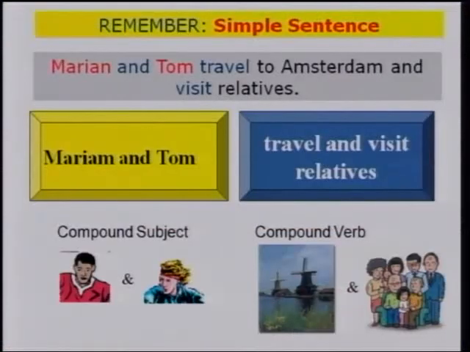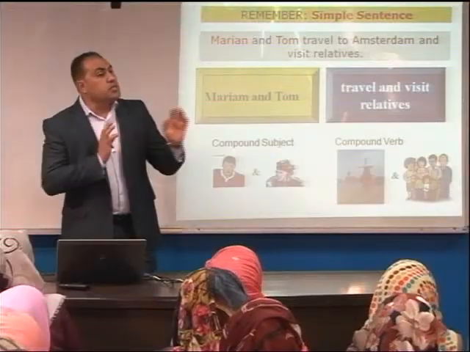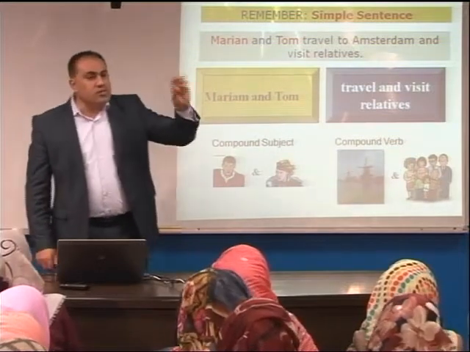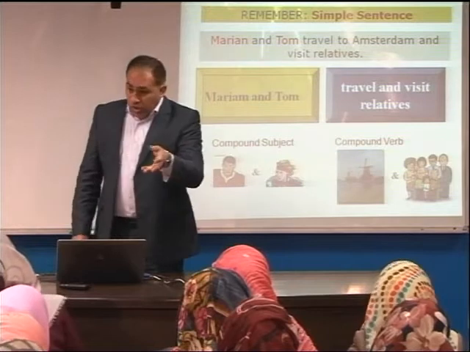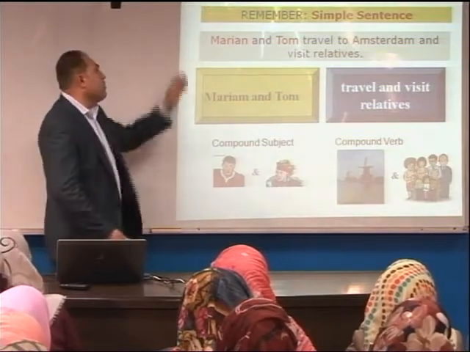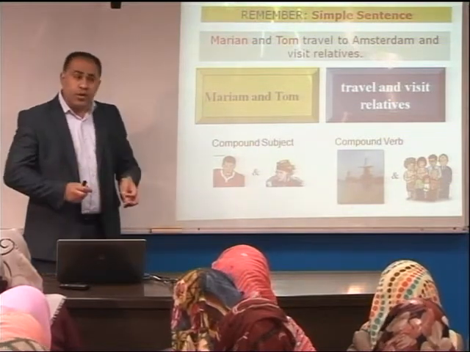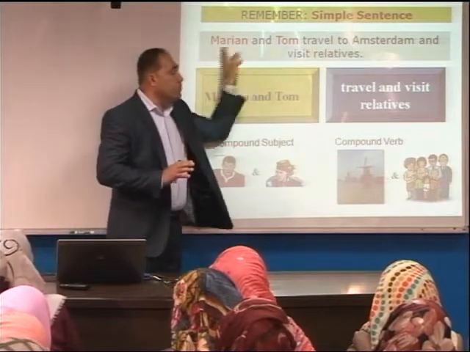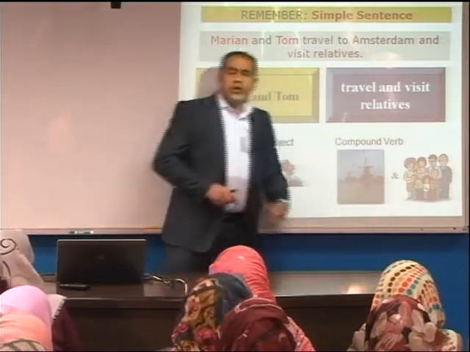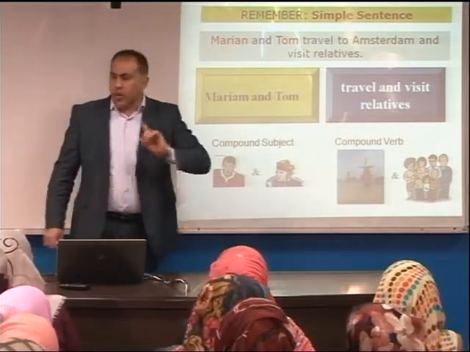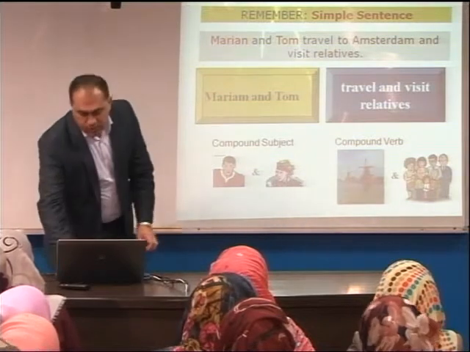Let's just review very quickly the simple sentence structure. I'd like you to recognize the difference between a simple sentence and a compound sentence. Remember, we talked about simple sentences as sometimes having a compound subject and a compound verb. For example, Marian and Tom travel to Amsterdam and visit relatives. Is this a simple or a compound sentence? Simple. Yet we have a compound subject and a compound verb. But still, the structure is a simple sentence structure, not a compound one, because we only see one sentence, not two sentences. Okay? All right.